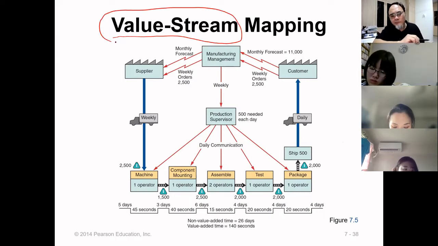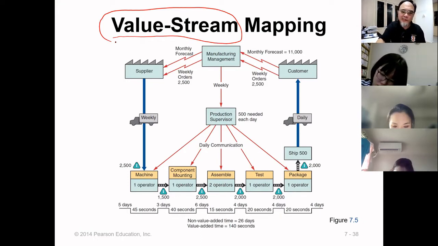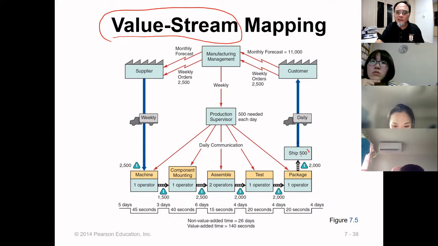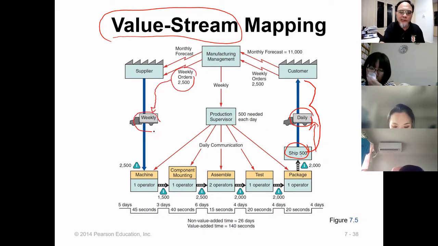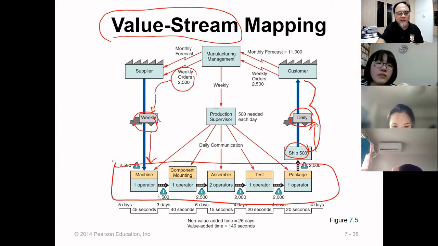The whole activity. So this is the value stream, the flow of value. We think that it adds value at the end. It is necessary. I'm not saying it's not necessary. You need to move the products daily, 500 pieces move. This order, 2,500, will go weekly to the production line. This is the production, all your process, basically. So the added value is 45 seconds, 40 seconds, 15 seconds, 20 seconds, 20 seconds, which gives you 140 seconds.